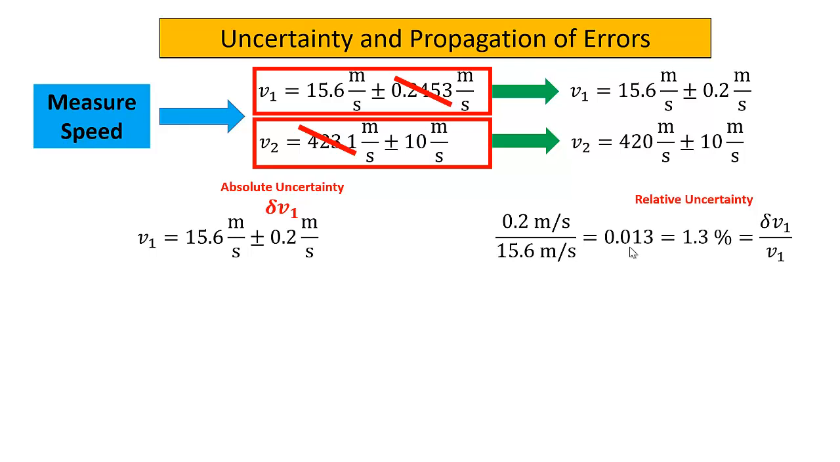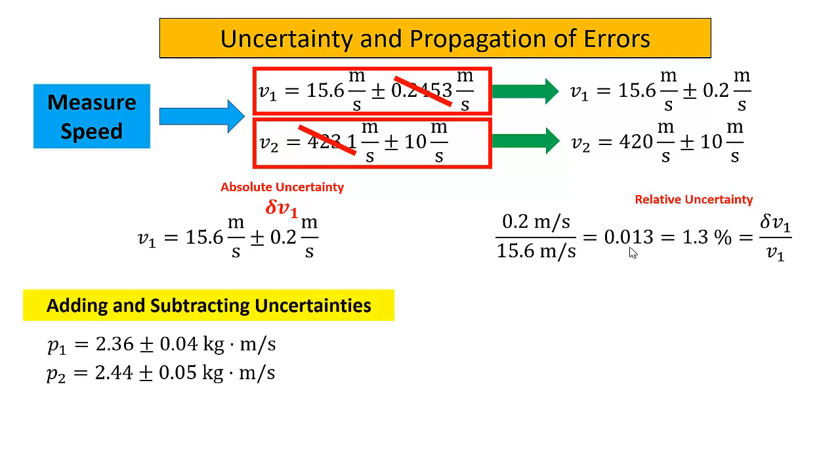Then there's also the relative uncertainty, sometimes called the fractional uncertainty, where we take the uncertainty and divide it by the measured value itself. This tells us how large the uncertainty is relative to the actual measured value. So in this case, we get 0.013, or converting that to a percentage, we could see that that uncertainty is about 1.3% of the measured value.